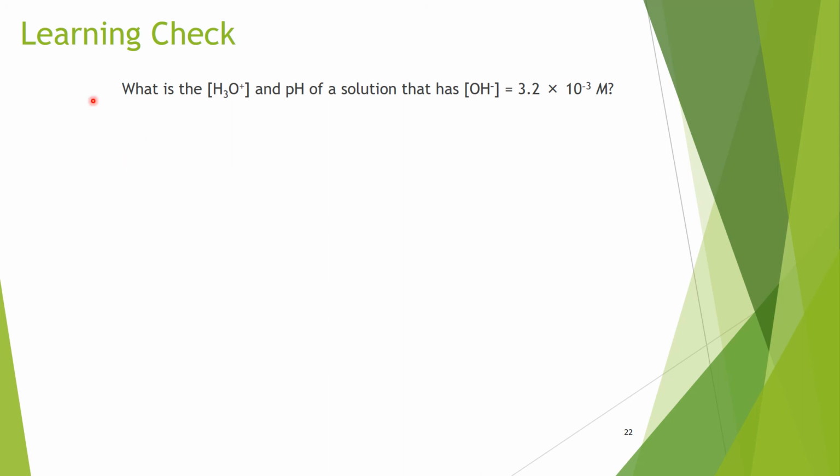Right, let's do another one. Again, you can pause if you want and try it on your own. Here's the base, and you want to find the acid concentration and the pH, given the base concentration, 3.2 times 10 to the minus third. So think about how to do it. There are two different ways: you can figure out the pOH, or you could figure out the hydronium concentration. Then from either one of those, you can find the pH.